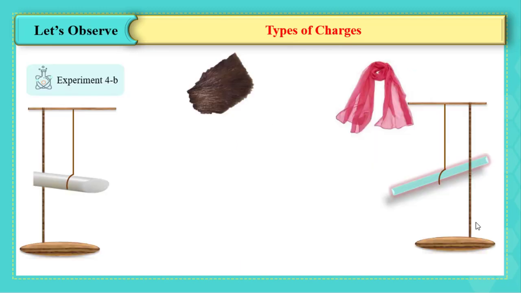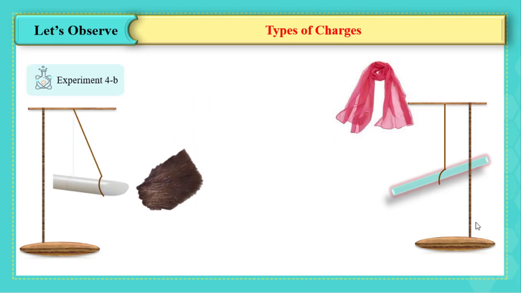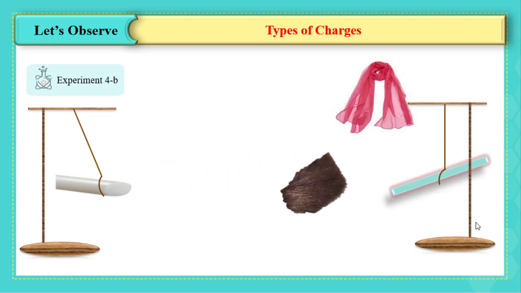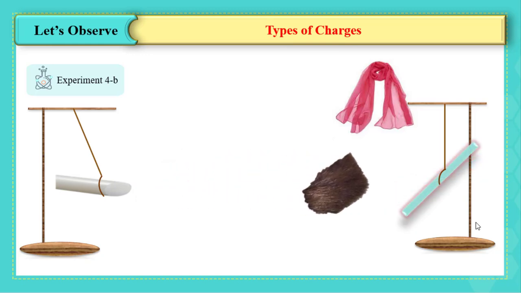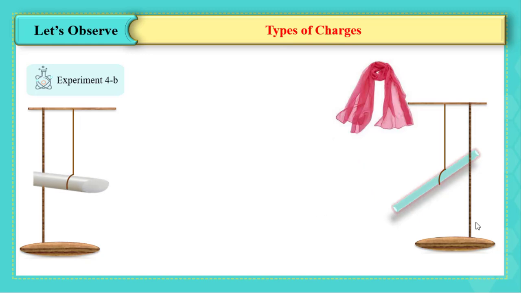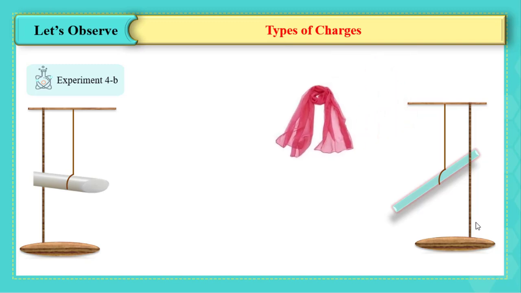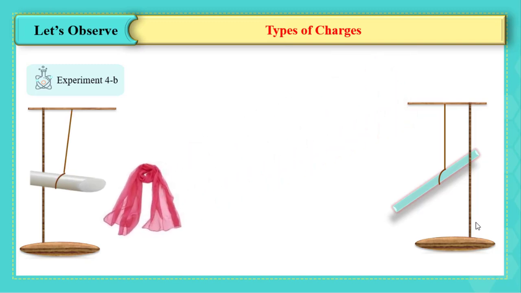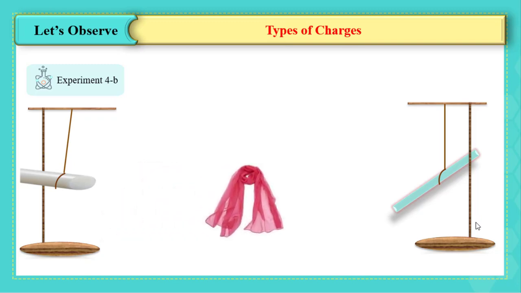Now we observe what happens if we approach the charged fur towards the plastic rod, then towards the glass rod, charged with different signs. Charged fur attracts the charged plastic rod, but repels the charged glass rod. Likewise, the charged silk cloth repels the plastic rod and attracts the glass rod.